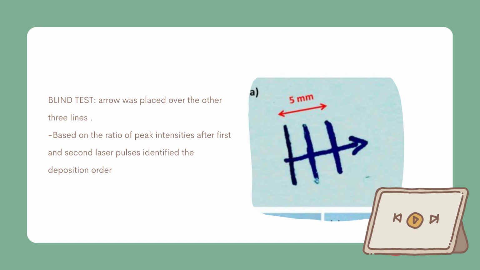Finally, in the blind test, where the arrow was placed over the other three lines, the approach based on the ratio of peak intensities after the first and the second laser pulses correctly identified the deposition order in 4 cases out of the 6 cases. The remaining 2 cases were inconclusive.